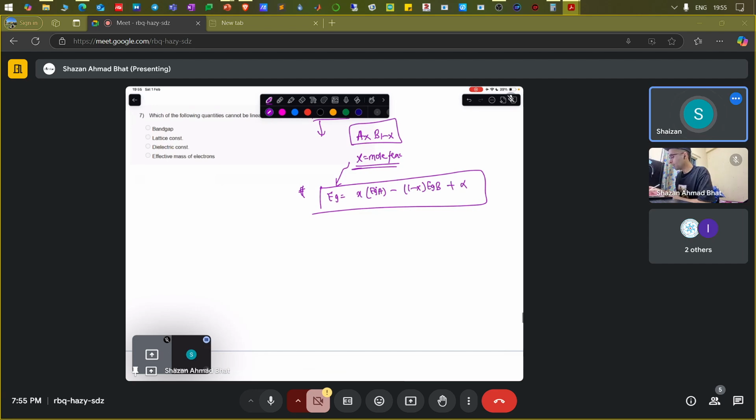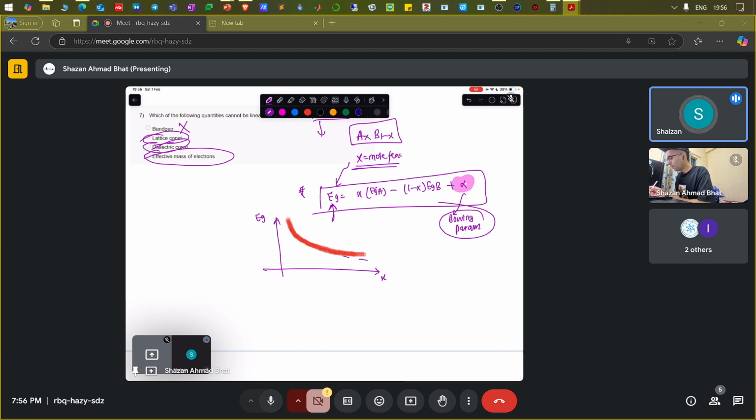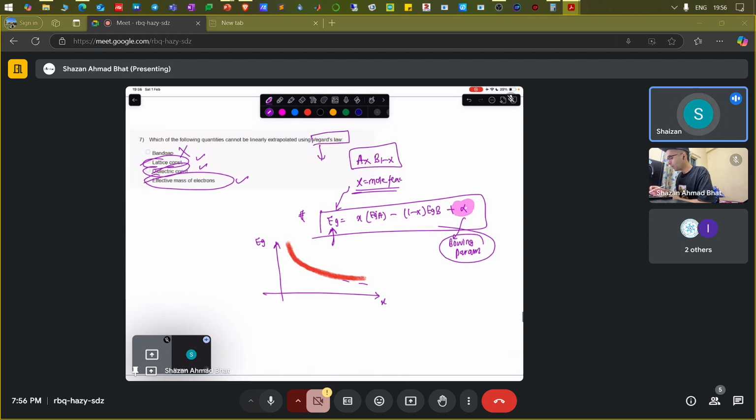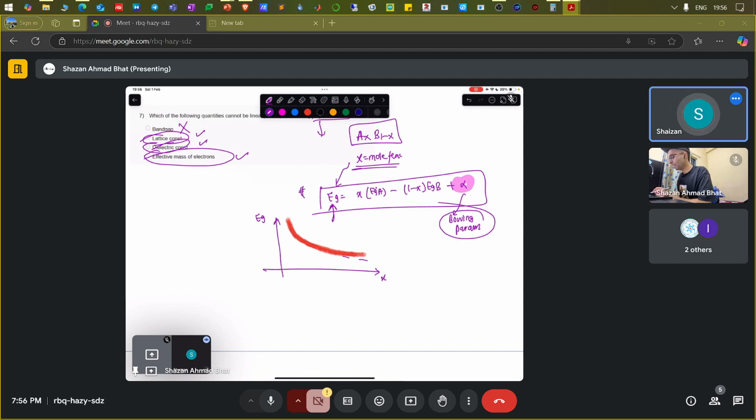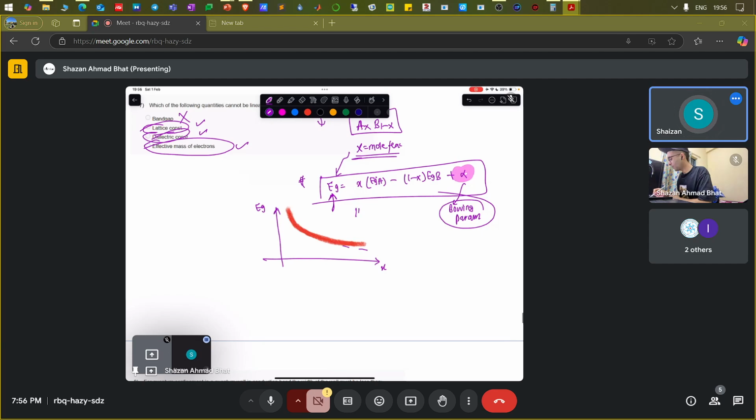But it turns out it does not work well for band gap. It works well for lattice constant, for dielectric constants, for effective masses, but not for the band gap, because the band gap varies non-linearly with the mole fraction. And you have to consider this nonlinear curvature using a particular parameter, which is called the bowing parameter. So you can use Vegard's law for all of these, but not for computing the band gap. That is the limitation of it.